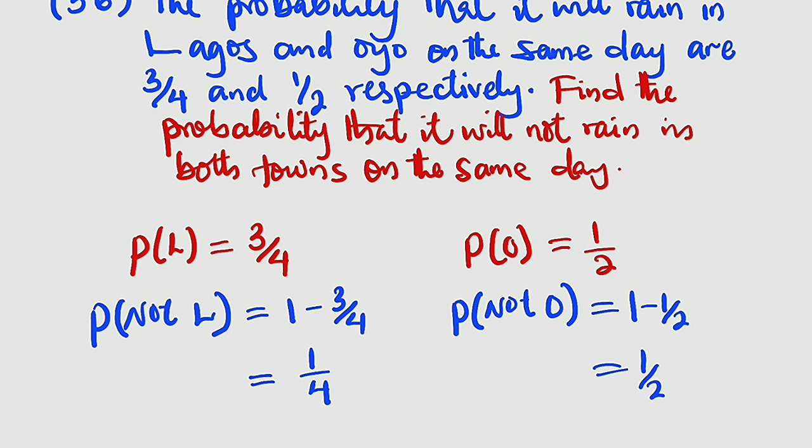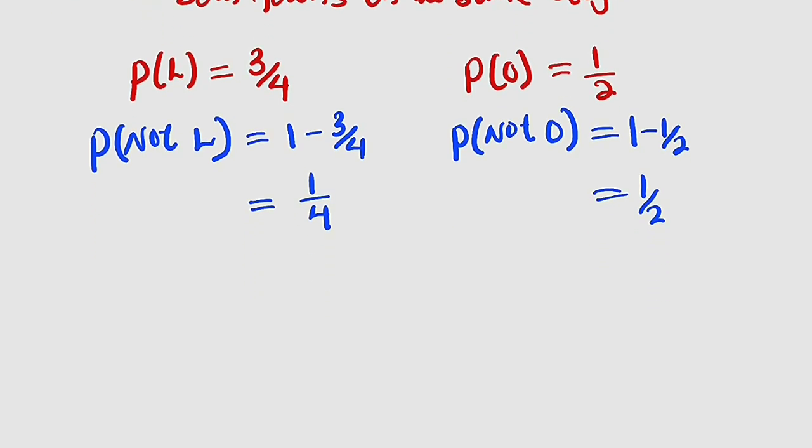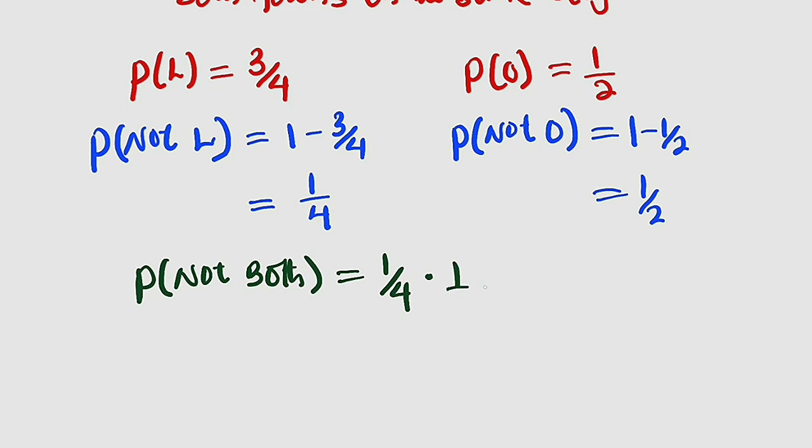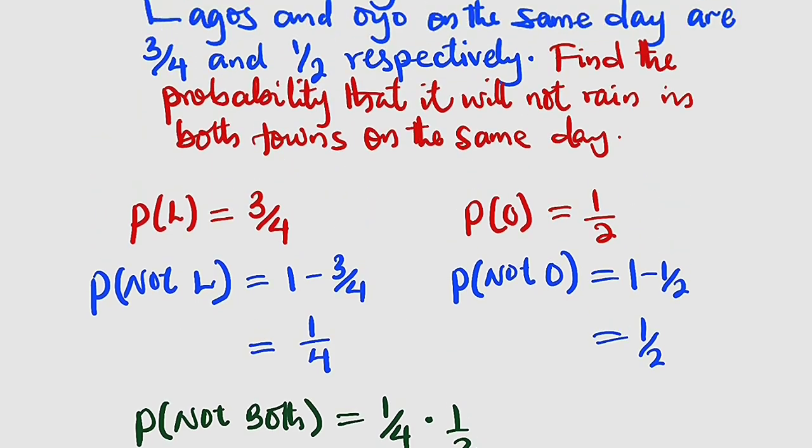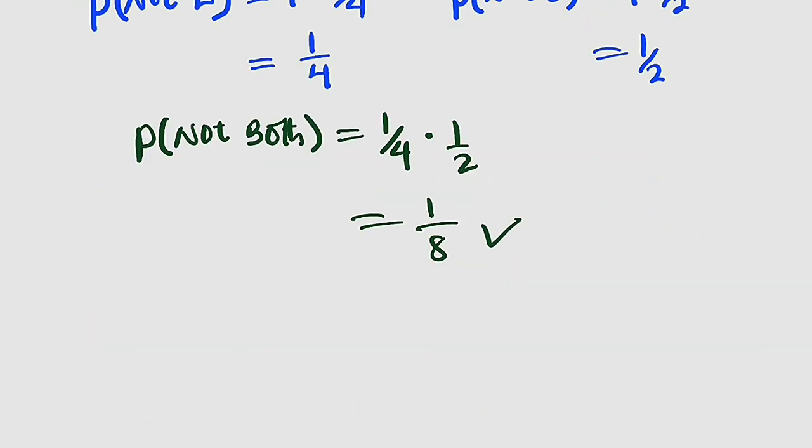on the same day. So since these events are independent, we can multiply them together. So the probability of not raining in both, this is just a declaration, is equal to 1 over 4 multiplied by 1 over 2. And this will give us 1 divided by 8. And this is the solution to this problem. Now let us move on to question number 57.